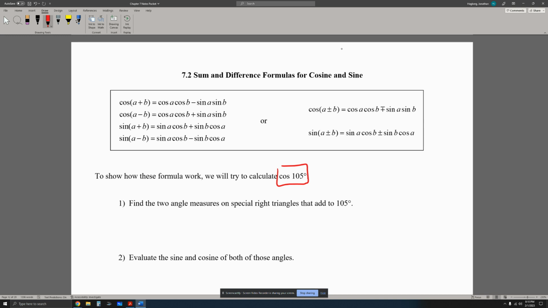The way that we're going to do this is we're going to first find two angle measures on special right triangles that add up to 105. These special right triangles, we're referring to those reference angles of 30, 45, and 60. So we can break up 105 into its sum, 60 and 45, where 60 and 45 are special right triangles.